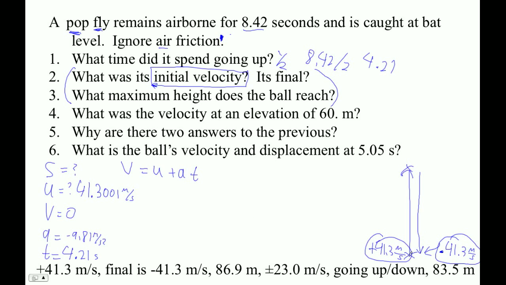Now back to this SUVAT where we're going from here to here. Now we can figure out our displacement as well. We don't really have a formula for that, so we have to use this value here, and I'm going to use v squared = u squared + 2as. So 0 squared is 41.3001 squared plus 2 times negative 9.81.